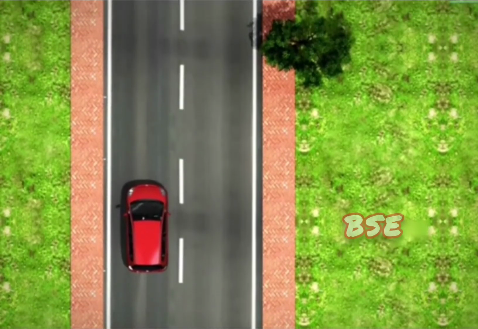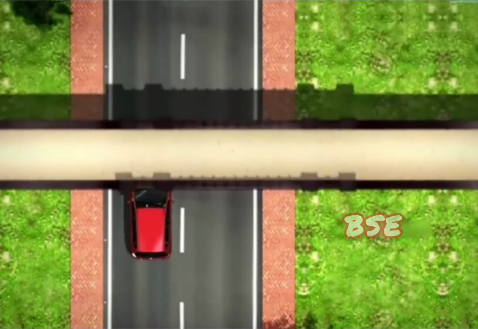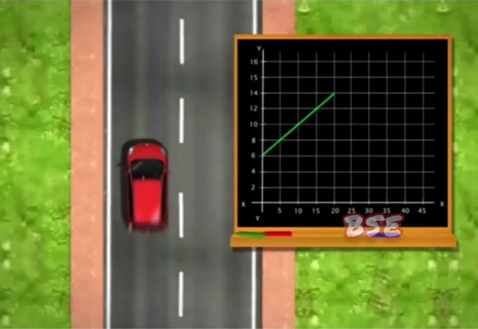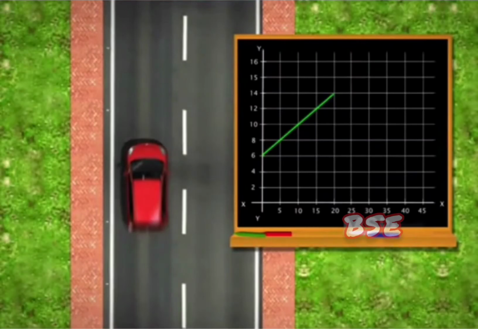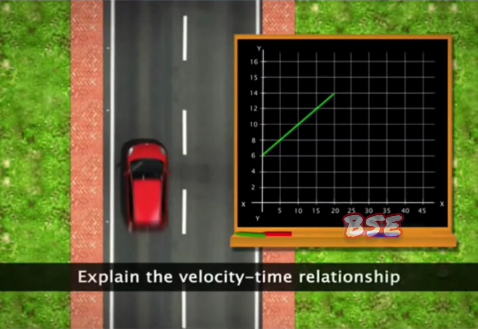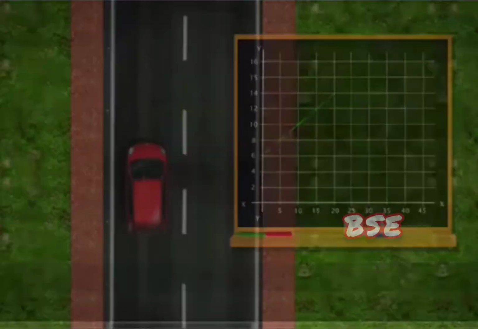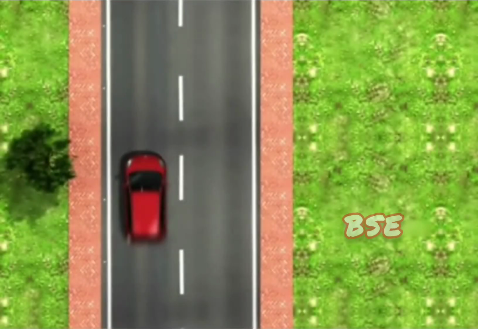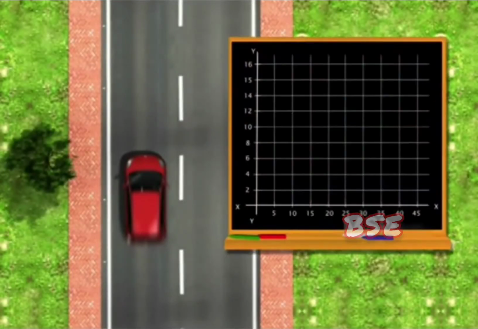This car has begun to accelerate. Here is what the velocity time graph for this car looks like. Looking at this graph, can you explain the velocity time relationship? By using this velocity time graph, you can derive the formulae that show the relationships between velocity, distance, and time.